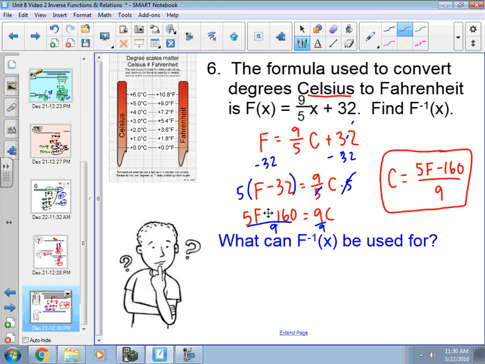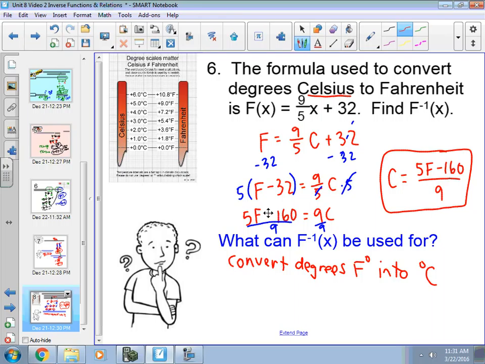And what can this inverse be used for? Well, exactly what it says. Now you have an equation that you can convert degrees Fahrenheit into degrees Celsius. So on this one, if you wanted to convert, you could plug in whatever your degree is in degrees Fahrenheit, and you could find out what that would be in Celsius.